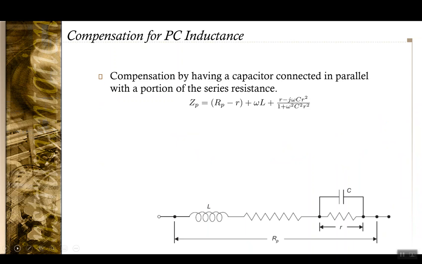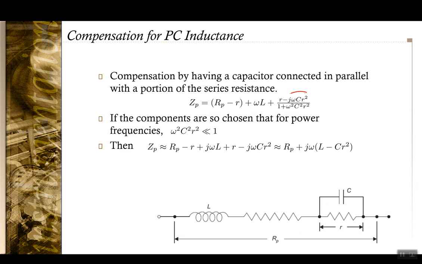So we had this frequency dependent impedance in case of a moving iron instrument also. So we would use a similar strategy here also. So a part of the series resistance has a shunt capacitance across it. Okay, so this is the entire series resistance. A part of it has a shunt capacitance across it. Now the overall resistance of the pressure coil path is given by this expression. And if we assume that the frequency of operation is such that we can ignore this term, the denominator term. Okay, if we can say that omega square c square r square is much less than 1, then the impedance can be approximated by this expression.